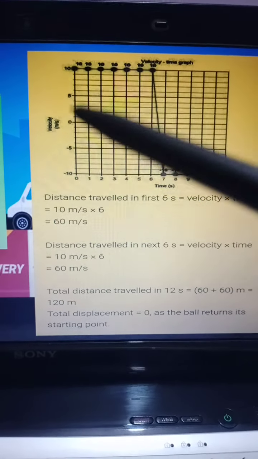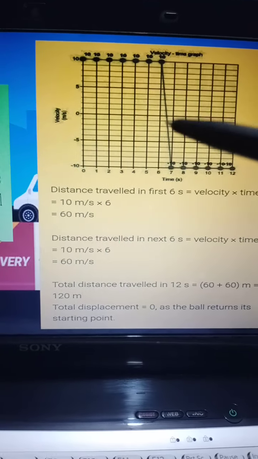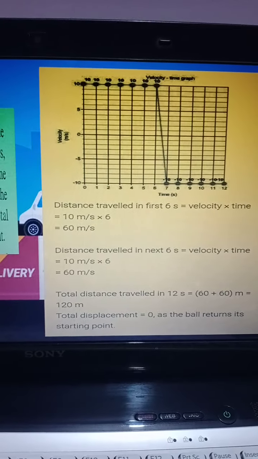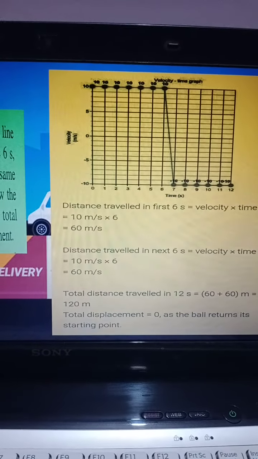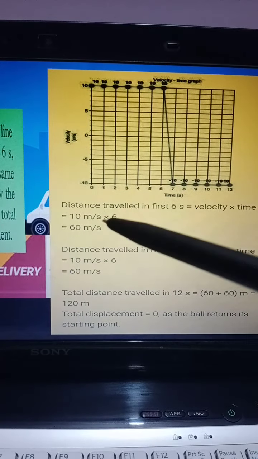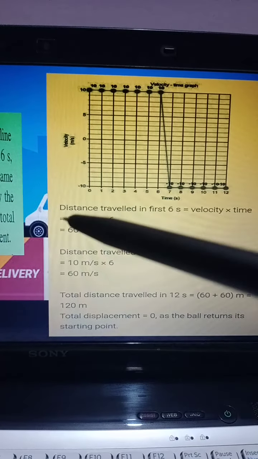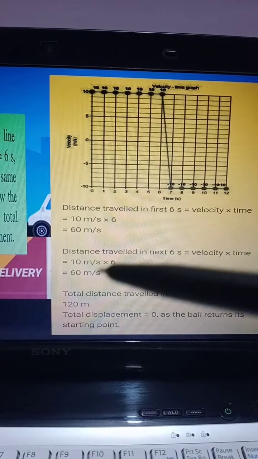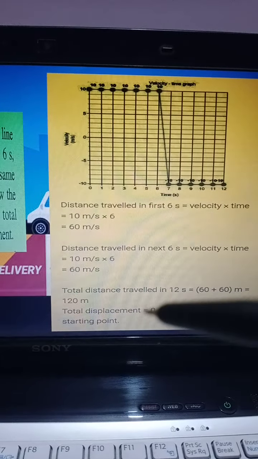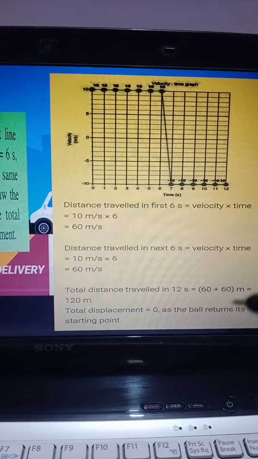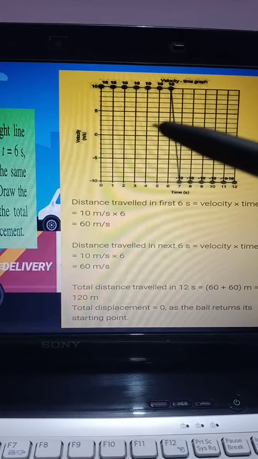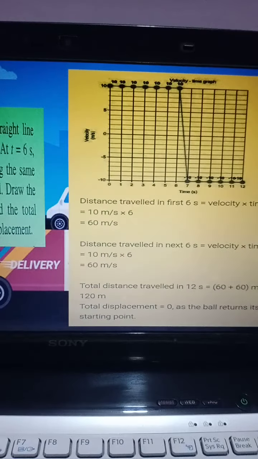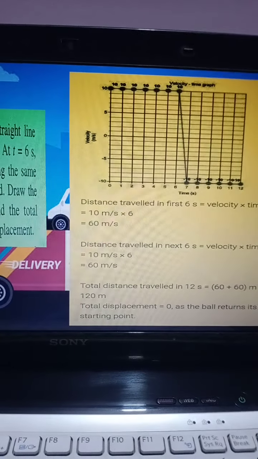To find out the displacement, we have two areas, one, and now here to here we have the second area, or the area of a rectangle we are going to find out. So distance is equal to velocity into time. Velocity is 10 and time 6, so it becomes 60. Similarly for the other part it will also be 60. The distance traveled by this ball, when we add the first and second quadrant, becomes 60 plus 60, 120.